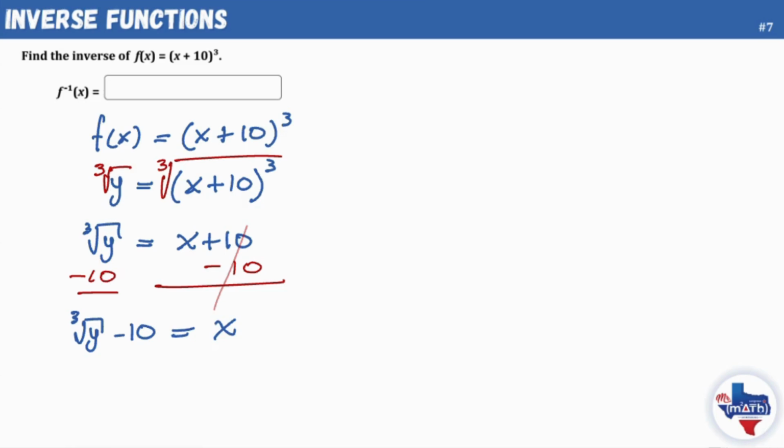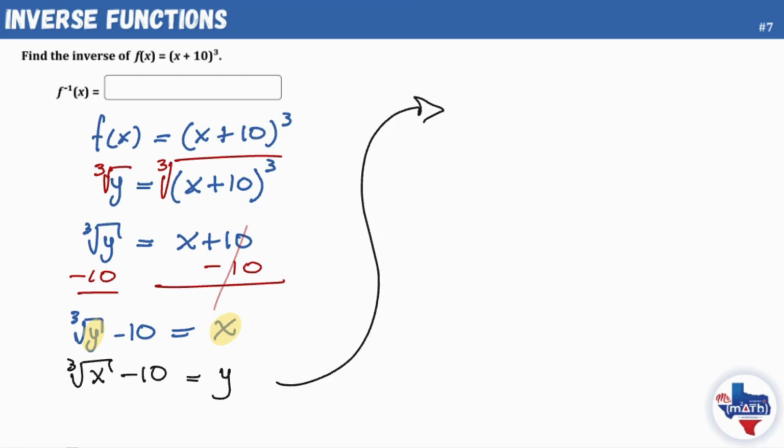Now that we have solved this, remember, our x becomes y. So this will be y equals the cubic root of x minus 10, because our y becomes x. Okay? That being said, our inverse function is equal to the cubic root of x minus 10.